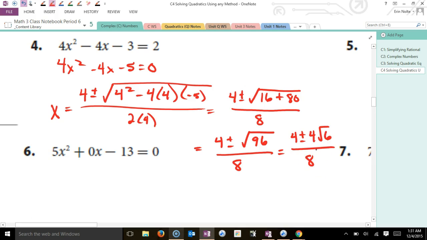Okay. Am I done? No. Yeah, I can reduce. By what number? 2. Bigger. 4. So when you reduce, make sure that you guys are reducing.